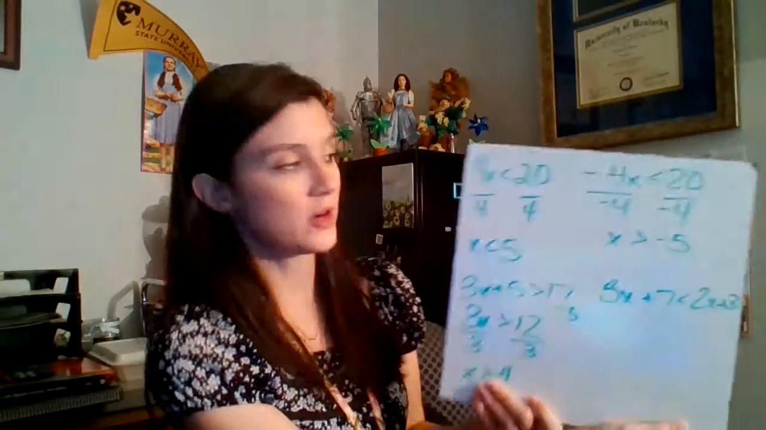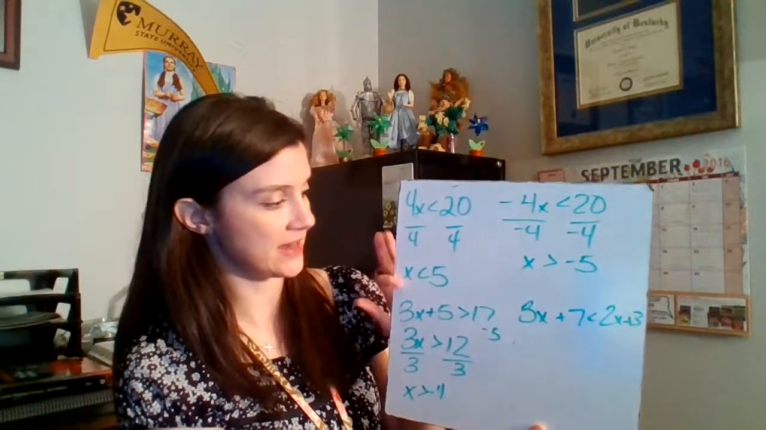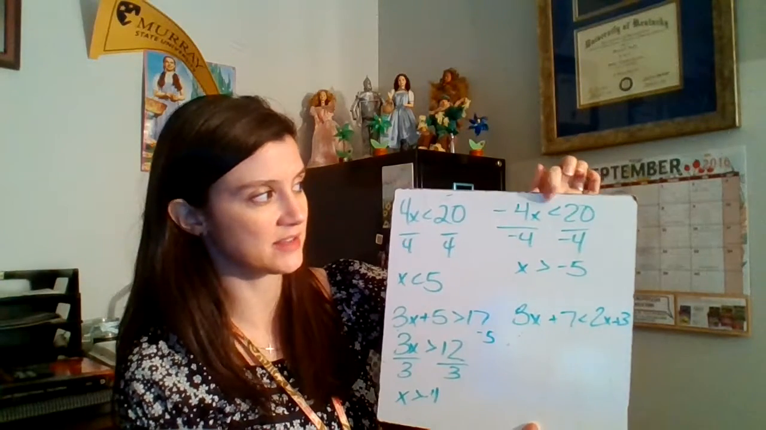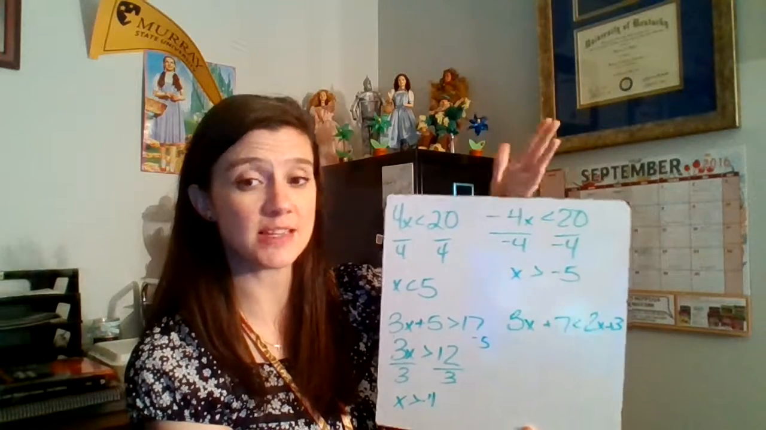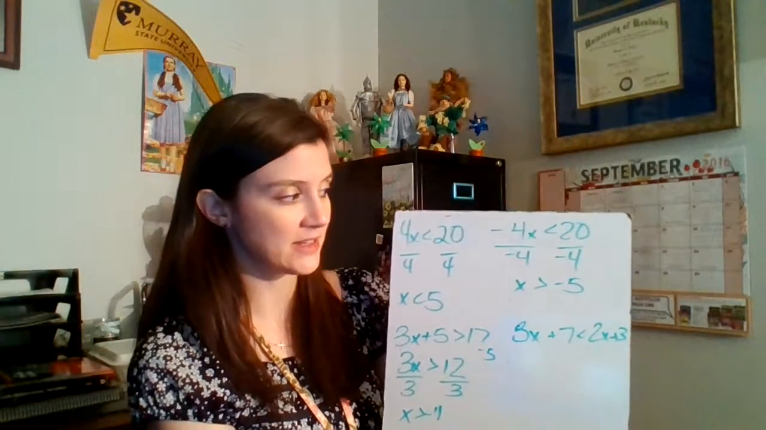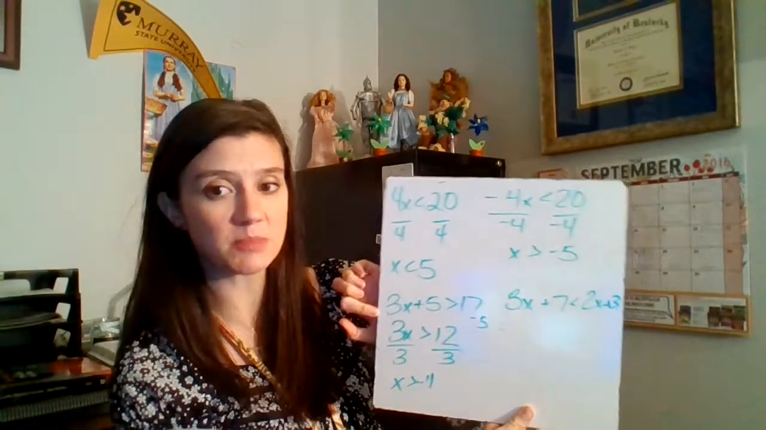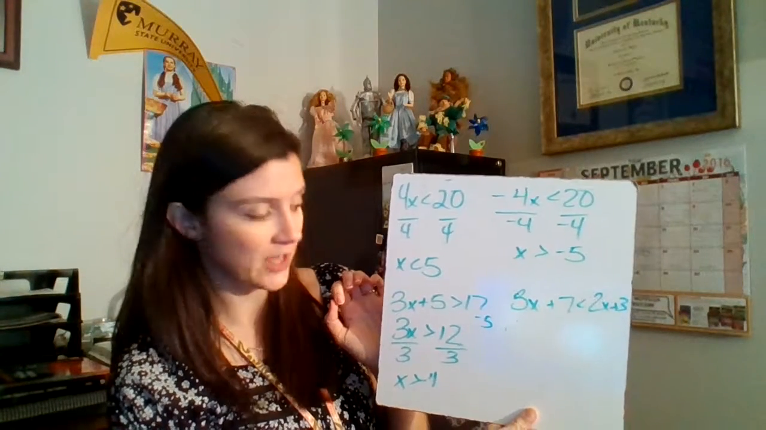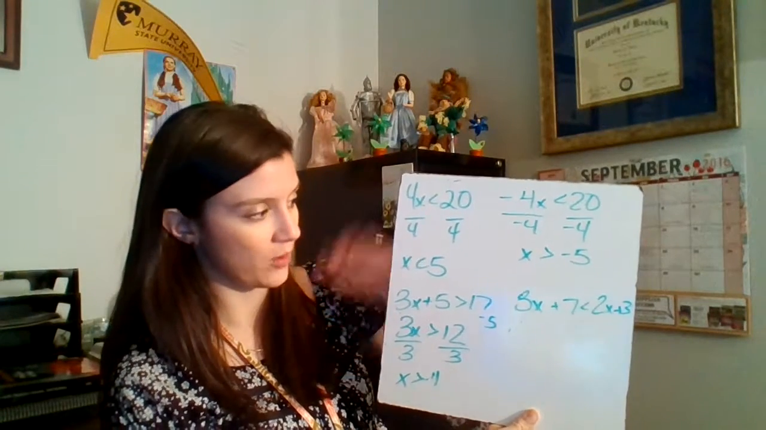First one here, 4x is less than 20. I divide by positive 4 on each side, and I get x is less than 5. Over here, I've got negative 4x is less than 20. I divide by a negative 4 on each side, and again, the rule says if you divide or multiply by a negative, you flip the symbol. So here I've got x is greater than negative 5. The next one was 3x plus 5 is greater than 17. I subtracted 5 on each side first, then I divided by the 3 and got x is greater than 4.